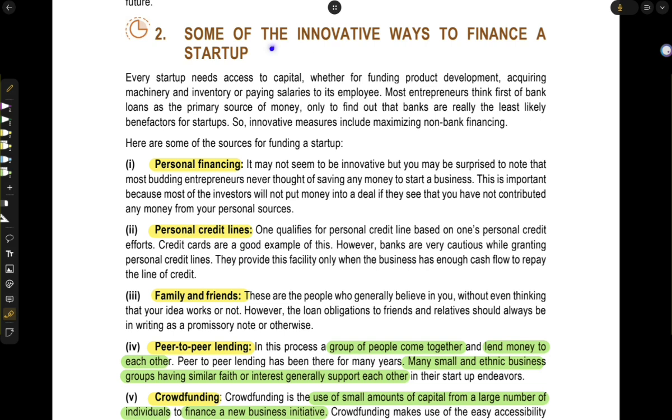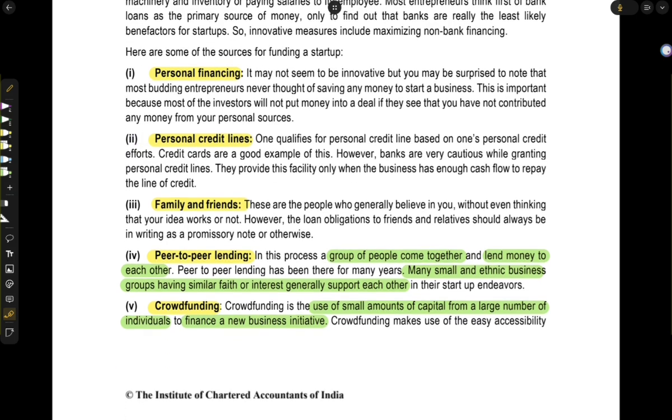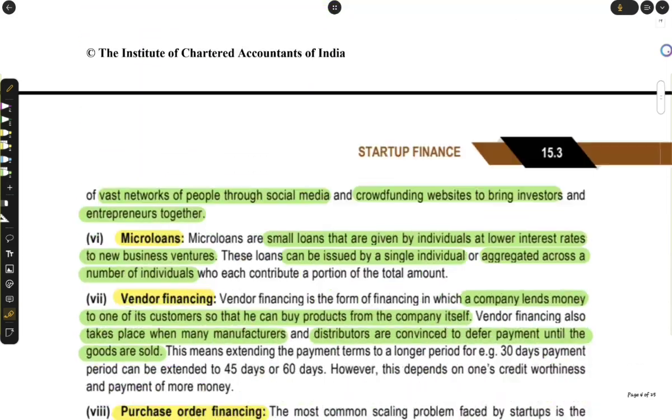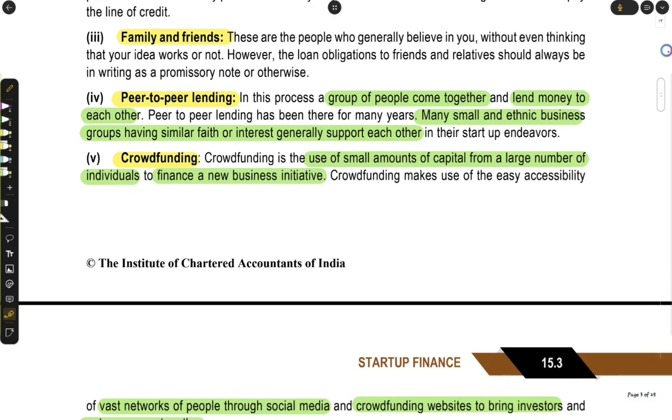Some of the innovative ways to finance a startup. How can a startup get finance? First is personal financing, very easy term. Then personal credit lines, very easy term. Then family and friends is also very easy to understand. Then there are a few terms that I have marked, because if an MCQ comes, a person may get confused if he or she hasn't studied in depth.